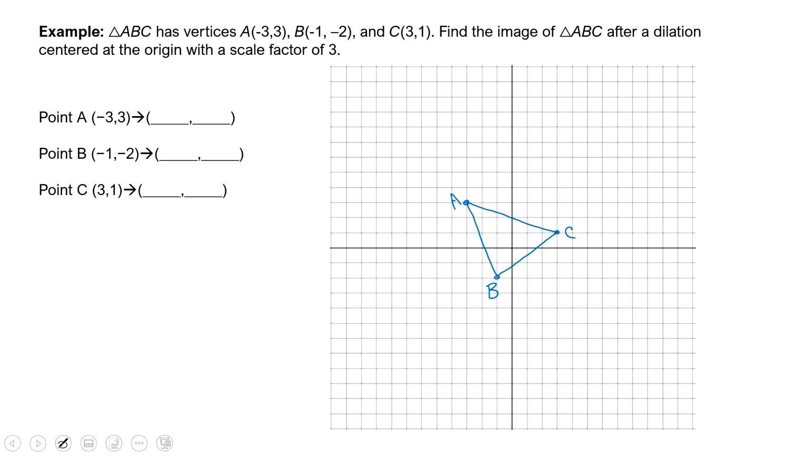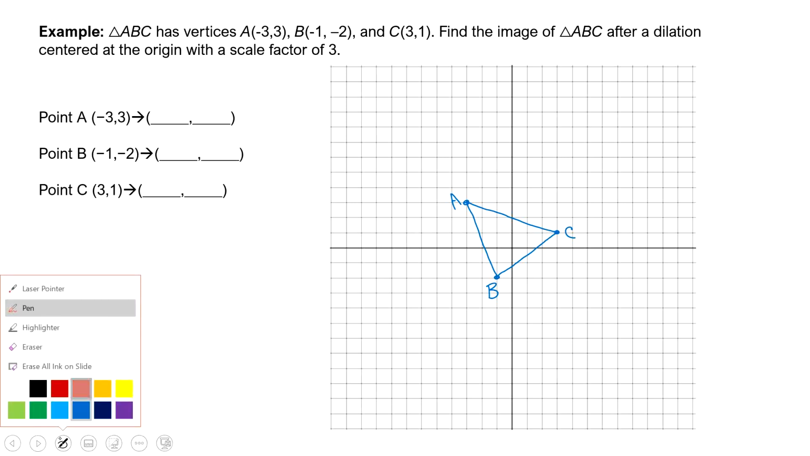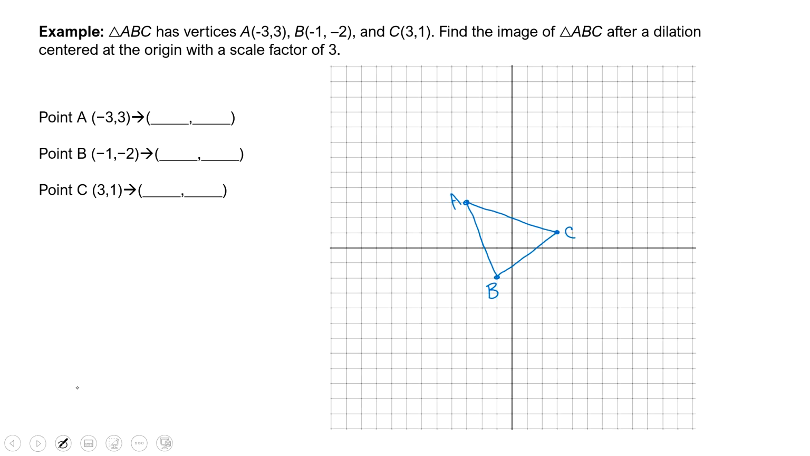I'm going to switch over to red color now to work on the new things, where now our scale factor is 3. So we're just going to multiply our x and y coordinates by 3 to get our new points. So our new point A is going to be negative 3 times 3, so that becomes negative 9, 9. Negative 1 times 3 is negative 3. Negative 2 times 3 is negative 6. And 3 times 3 is 9. 1 times 3 is 3. So these are our new coordinates for our dilated triangle.